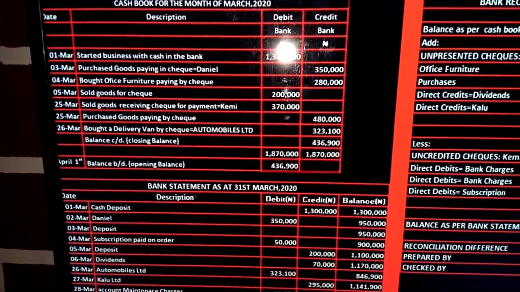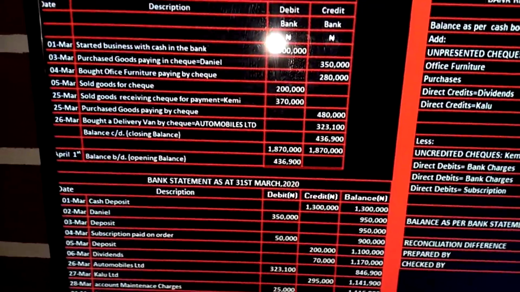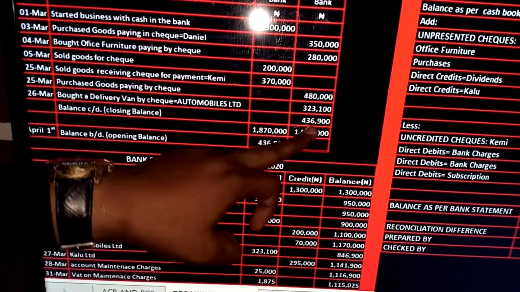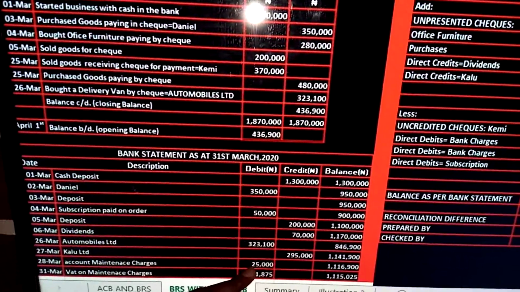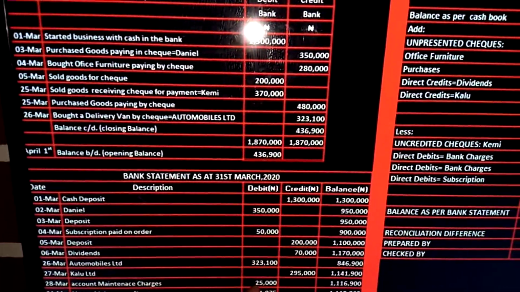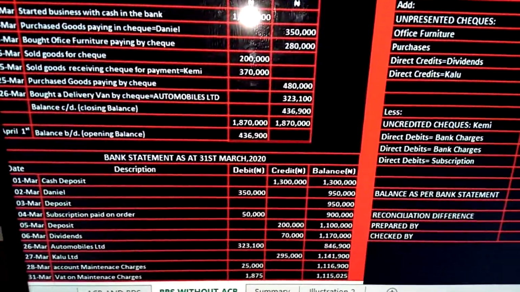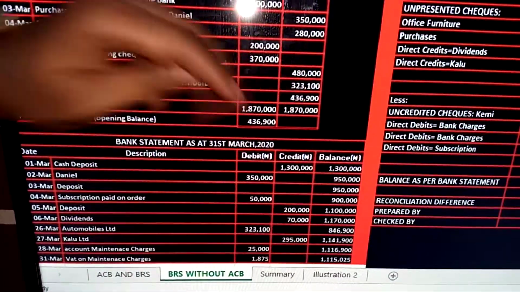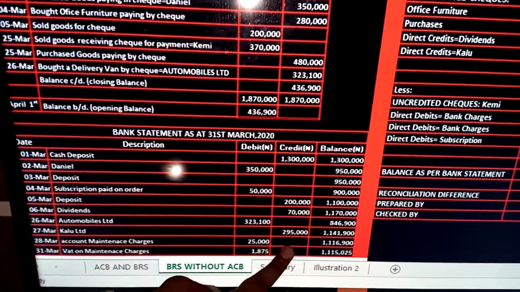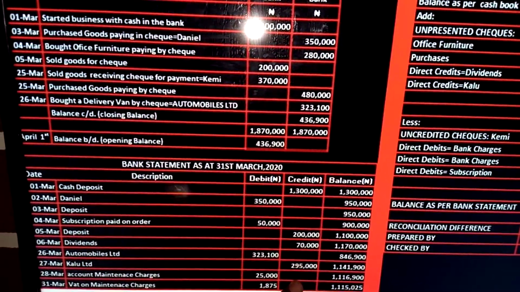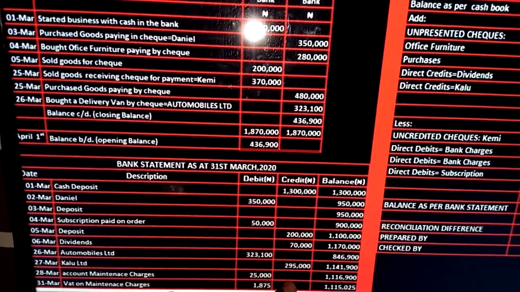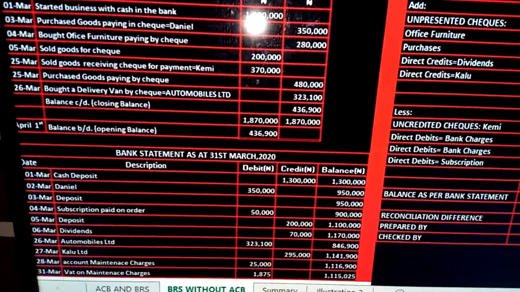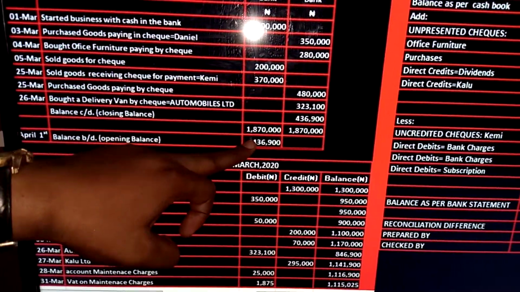Do you understand? I'll repeat it again. What I have done is, the first step is pick items in the credit of the cash book that are not in the debit of the bank statement. Add it. Take them as unpresented checks. After treating the credit of the cash book, treat the credit of the bank statement. That's the second approach. Those are the things that go together. So the credit of the bank statement against the debit of the cash book.